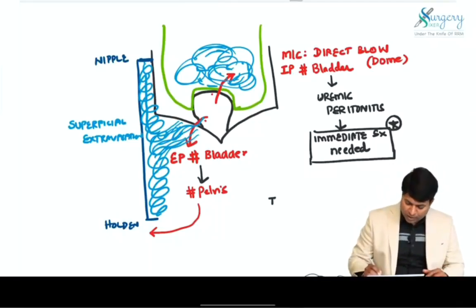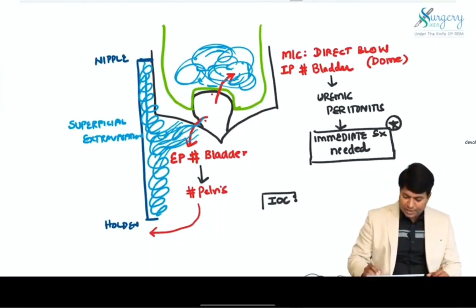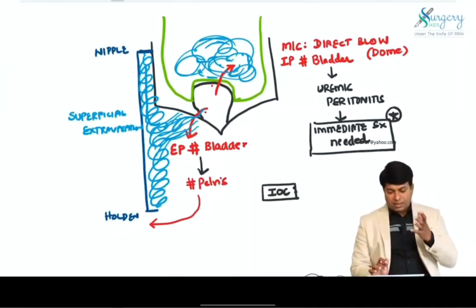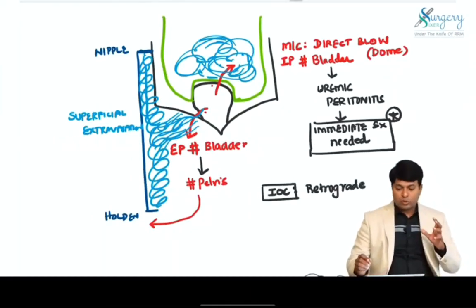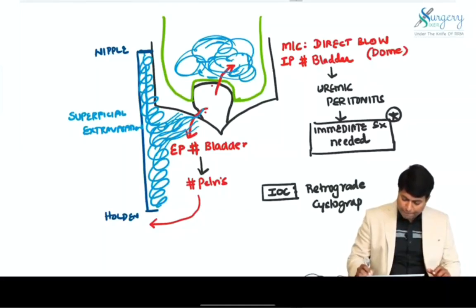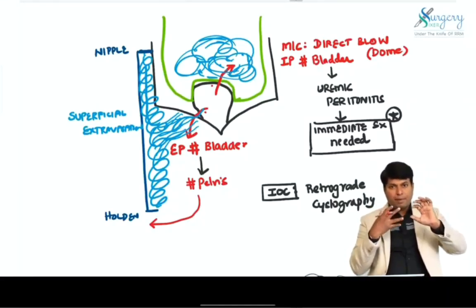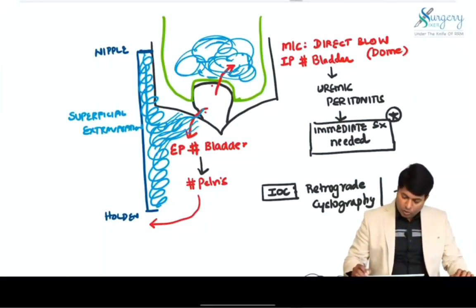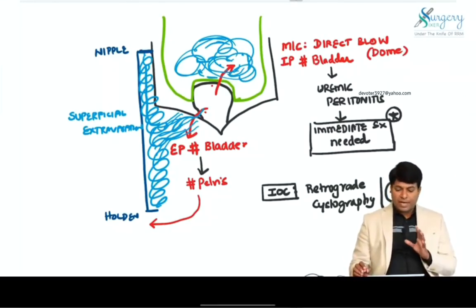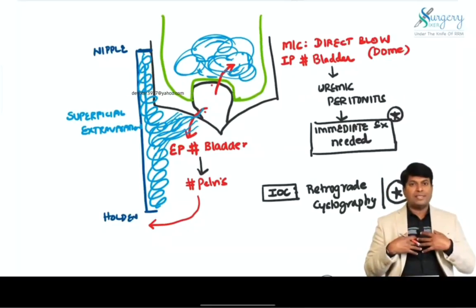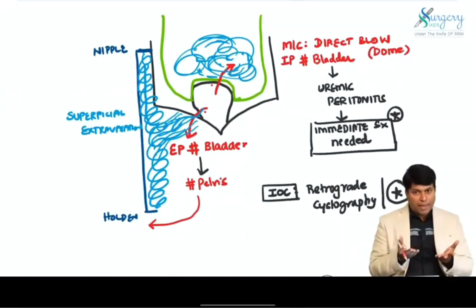Now, what is the investigation of choice for these two cases? Whether intraperitoneal or extraperitoneal, the investigation of choice is to put a catheter and push contrast. So retrograde cystography. Immediately we should put a Foley's catheter and push a contrast. I will show you the image. Cystography is done to look for bladder injury. When you push the contrast, you can see where the urine is extravasating, whether outside or into the peritoneal cavity.